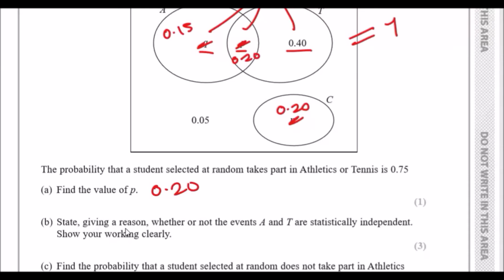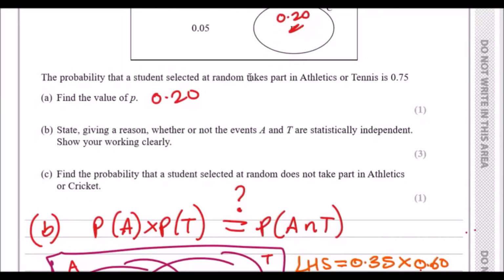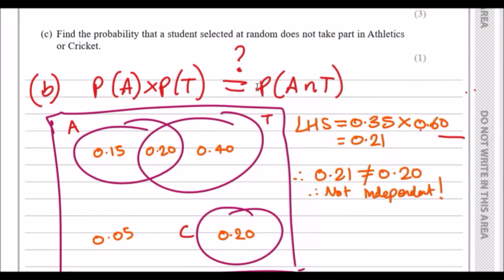Now state, giving a reason, whether or not the events A and T are statistically independent. Statistically independent literally means that the probability of A times the probability of T equals the intersection of A and T. So we need to prove that by doing the probability of A, which is 0.35, and the probability of T as a whole, which is 60 by the way. When you multiply them, we need to check if it gives us an answer of 0.20. I did it over here, I can show you my diagram.